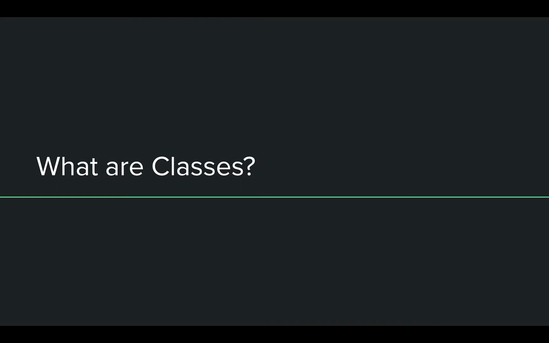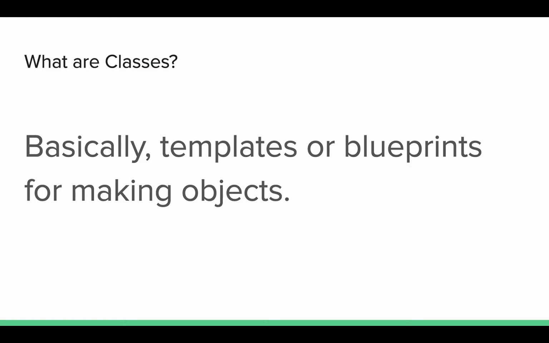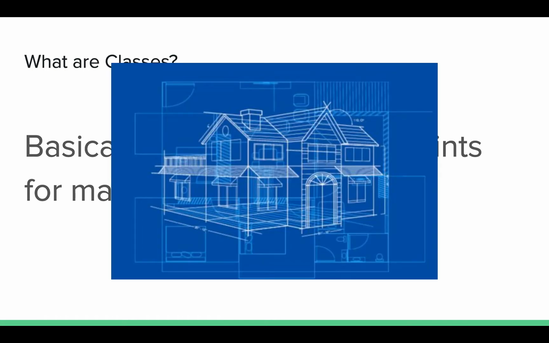So what are classes? Basically, classes are templates, or you might think of them like blueprints for making objects. The classic example is you have a blueprint for a car or for a house, and that's not the actual house. If you've got a blueprint for a house, that's great, but you have to actually build the thing. The blueprint just tells you how to build it. It tells you all the specifications: how many bedrooms, how many bathrooms, how big it is, how many floors, and so on.